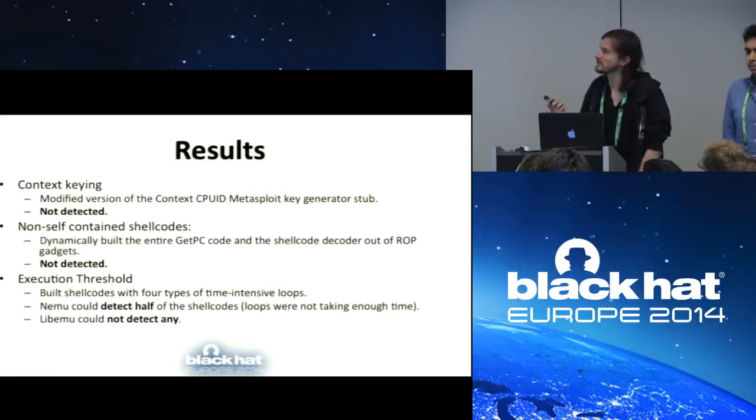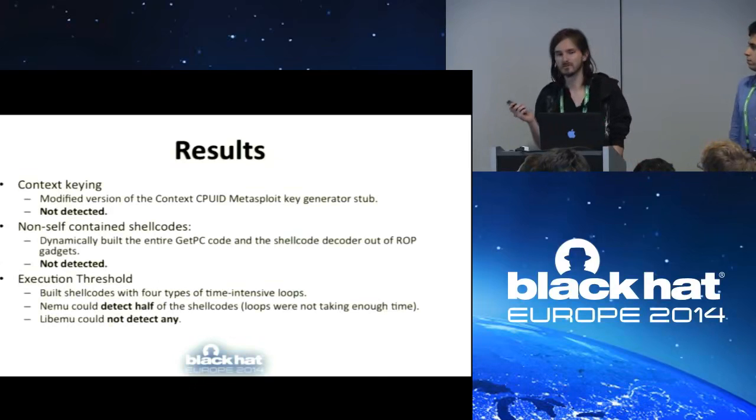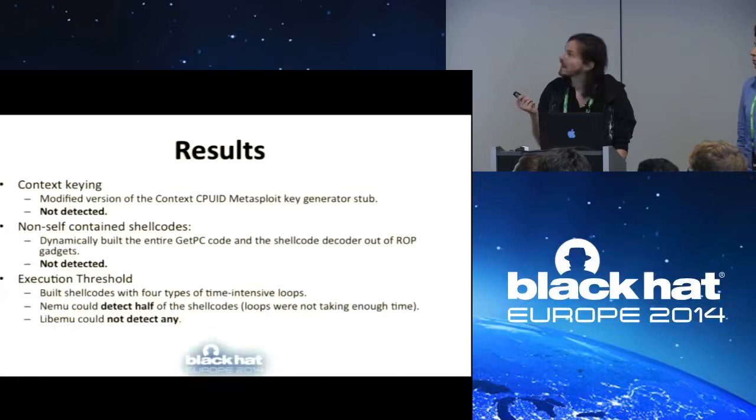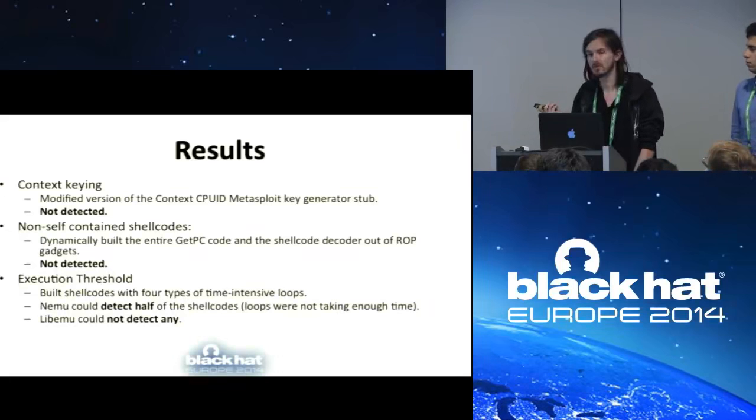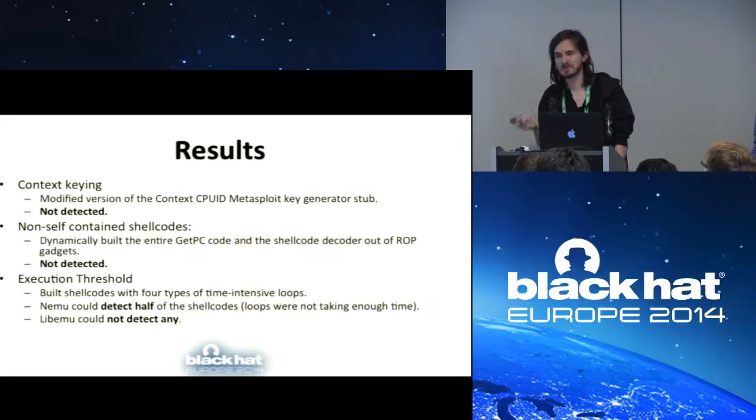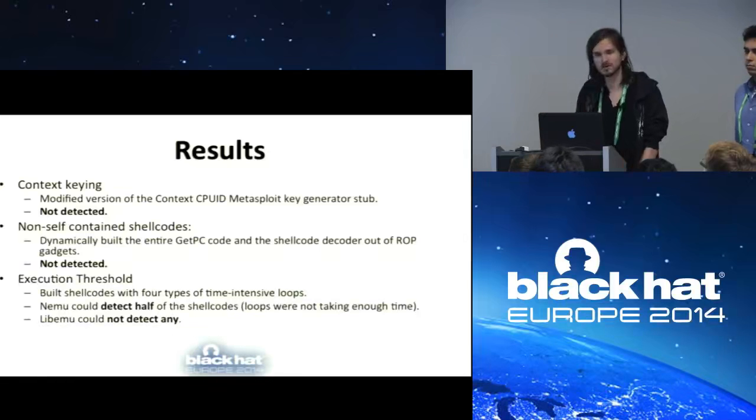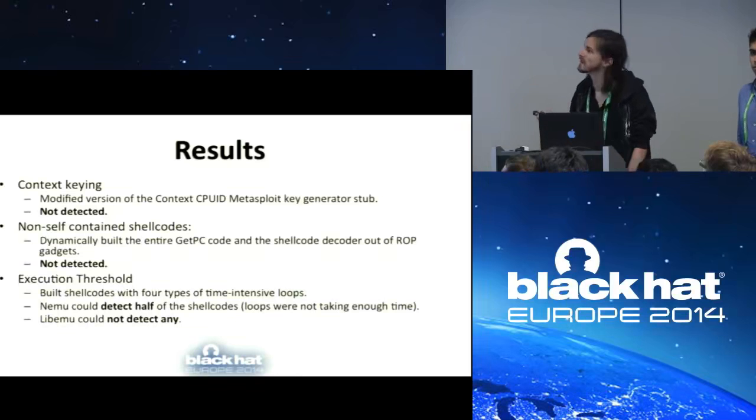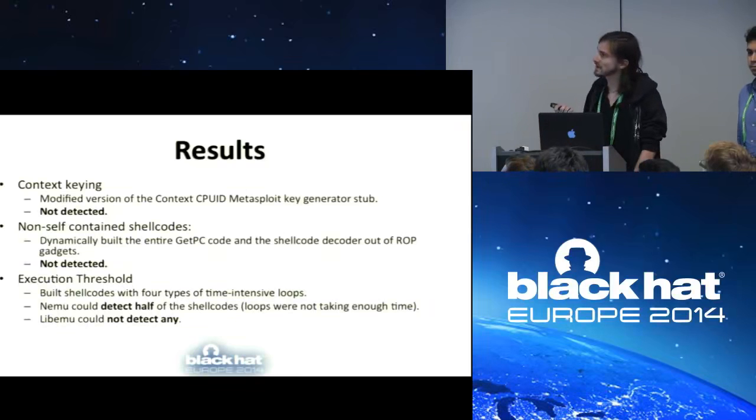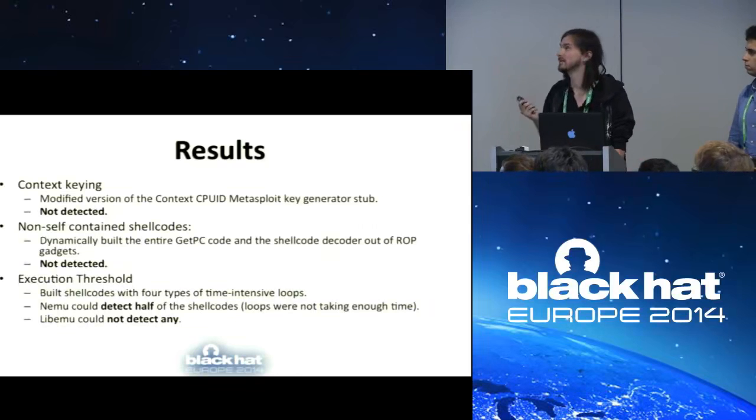So the results were obtained by, in the case of context keying, using a modified version of the context keying encoder which is present in the Metasploit framework module. This encoder was detected by NEMU, the normal one, because it uses a piece of getPC code which is detected. So we encoded the getPC code as well using a context key, and in that case it wasn't detected by any of them.